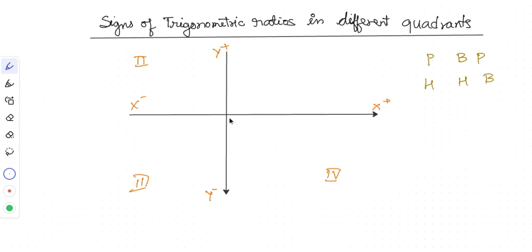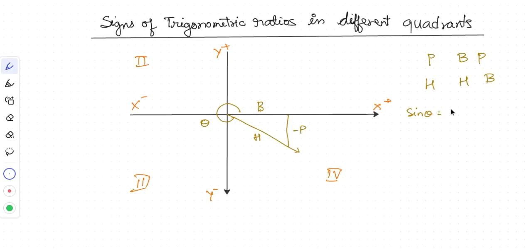Let us see what happens in the fourth quadrant. So this is angle theta from the positive x-axis, and we are going to draw a perpendicular. Now we know in this case the base is positive because it's the positive x-axis, but the perpendicular is negative because we are going towards the negative direction of the y-axis. The hypotenuse will remain positive.